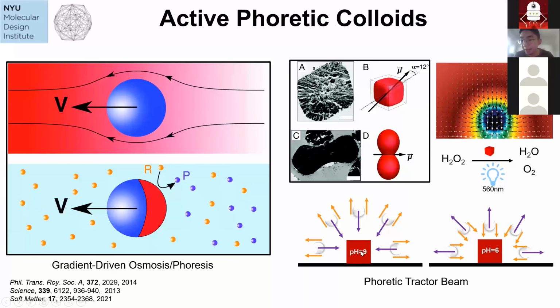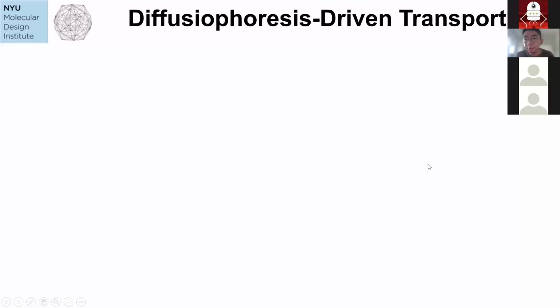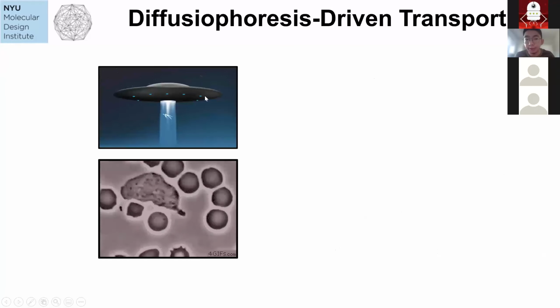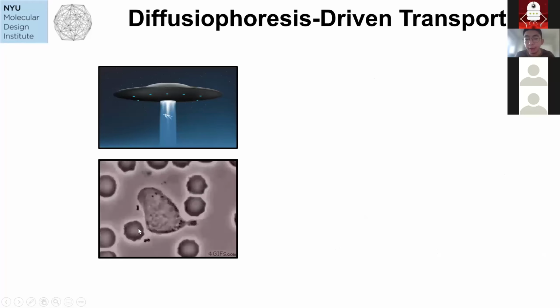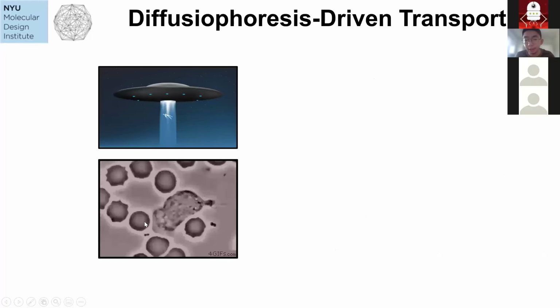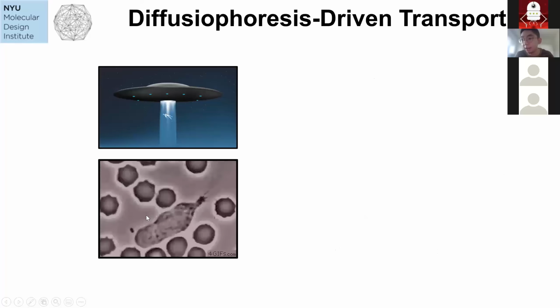Experimentally, we found that in basic condition, the tracers are usually attracted, whereas in acidic condition, they will be repelled. So we can use the global pH as the tuning knob to change the direction of the motion. So diffusiophoresis-driven transport is like a UFO manipulating objects using a tractor beam. It's very long range and remote. It's also like a white blood cell chasing a bacterium, in that they can sense the surrounding environment.